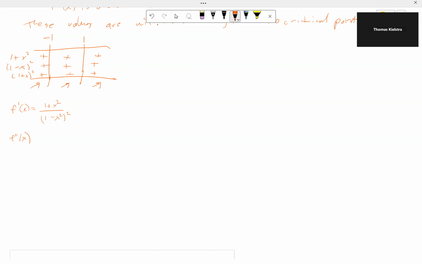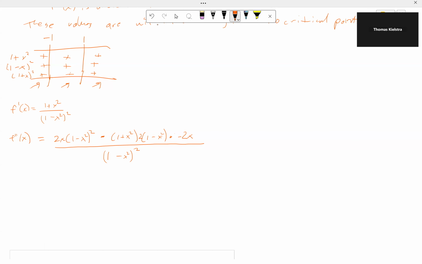So I'm going to take this fraction and I'm going to write it as 2x times (1 minus x squared) squared, minus (1 plus x squared) times 2 times (1 minus x squared) times negative 2x, all over (1 minus x squared) all squared. This is my quotient rule.